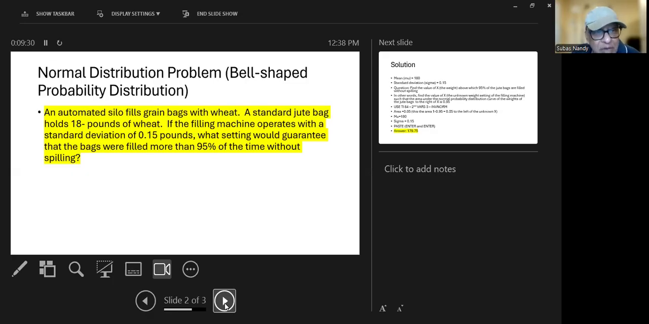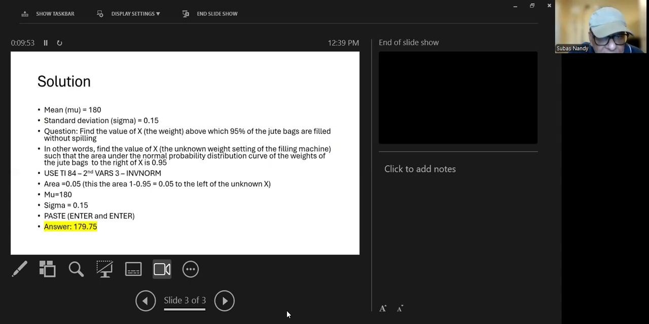Okay, the weight of the bags is 18 pounds, the standard deviation is 0.15 pounds, and we want to find the particular setting of the machine which will ensure that more than 95% of the bags will meet the requirements. So, this is a normal distribution problem, as you can guess. Let me go to the next slide.